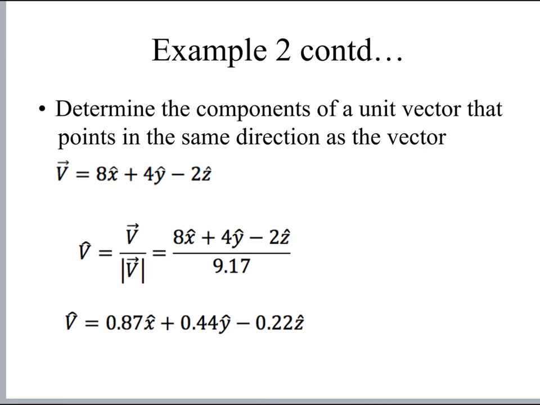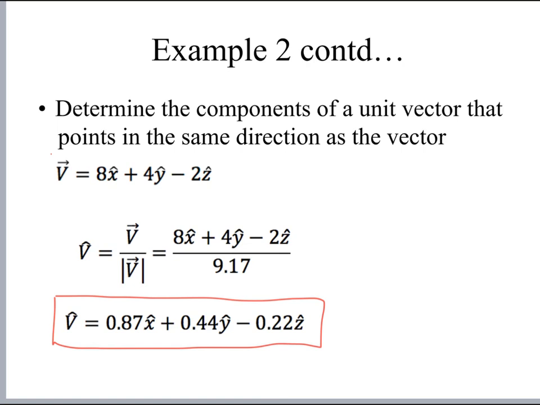So let's do that. I've got my vector v, which is right here. It's 8x hat plus 4y hat minus 2z hat. My v hat is going to be that vector v divided by the magnitude of v, and so I've just written my vector. I divide each term by 9.17, and this gives me my result, which is v hat equals 0.87x hat plus 0.44y hat minus 0.22z hat.